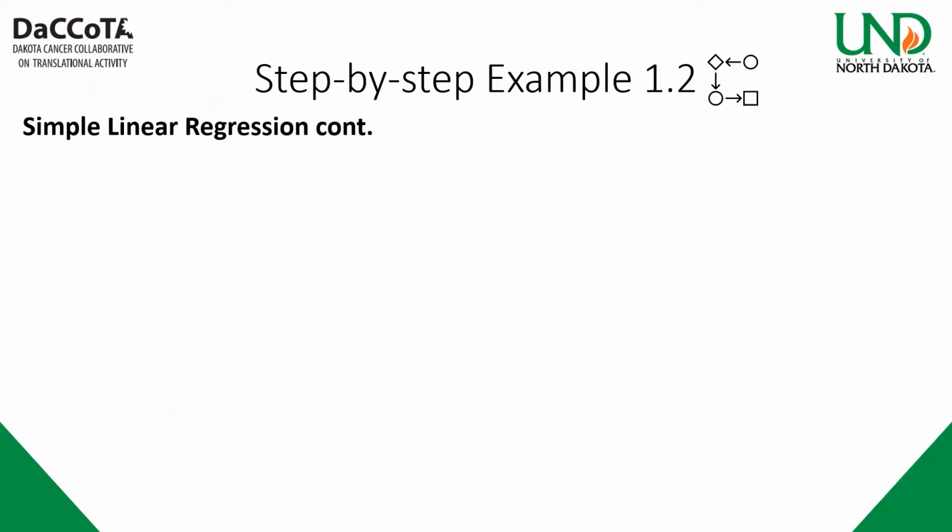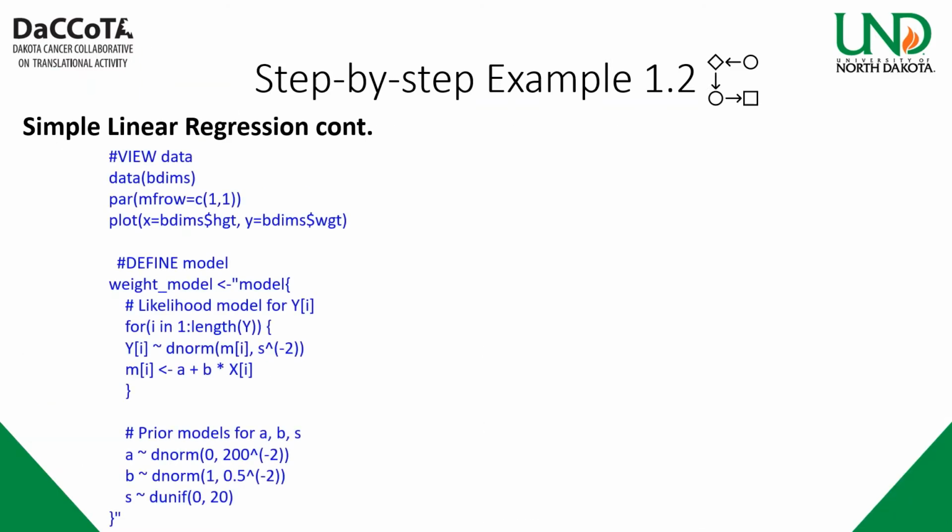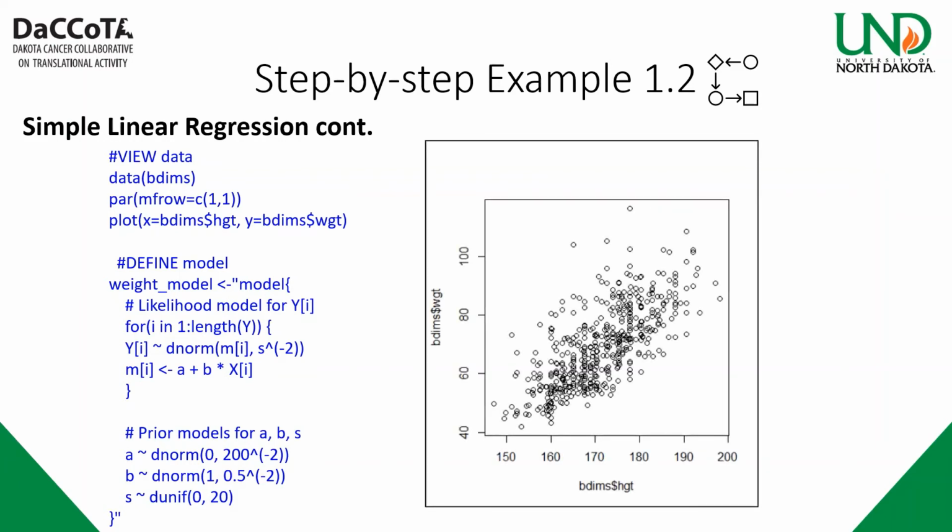Okay, so let's view our data. So we're going to take it from this BD dimension. So we have weight as a y variable, and then our height as an x variable. And it looks like there is a relationship: as height goes up, weight goes up. So let's see how that bears out.